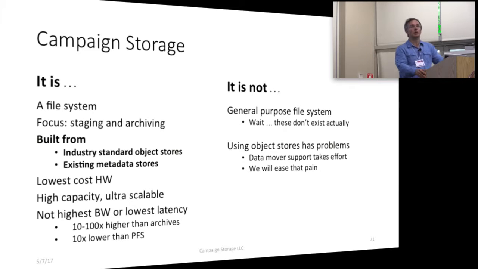Staging and archiving, meaning bringing the data into a faster tier or getting it out of a faster tier, that's what it's built for. I mentioned before, it's built from existing storage components, so there is no aim to re-implement object stores or file systems. Low-cost hardware, very scalable. Roughly, the bandwidth is 10 times lower than a burst buffer or a parallel file system, maybe 10 to 100. But it's also maybe 10 to 100 times faster than a tape archive. It sits sort of in the middle, and that's exactly what the target is.